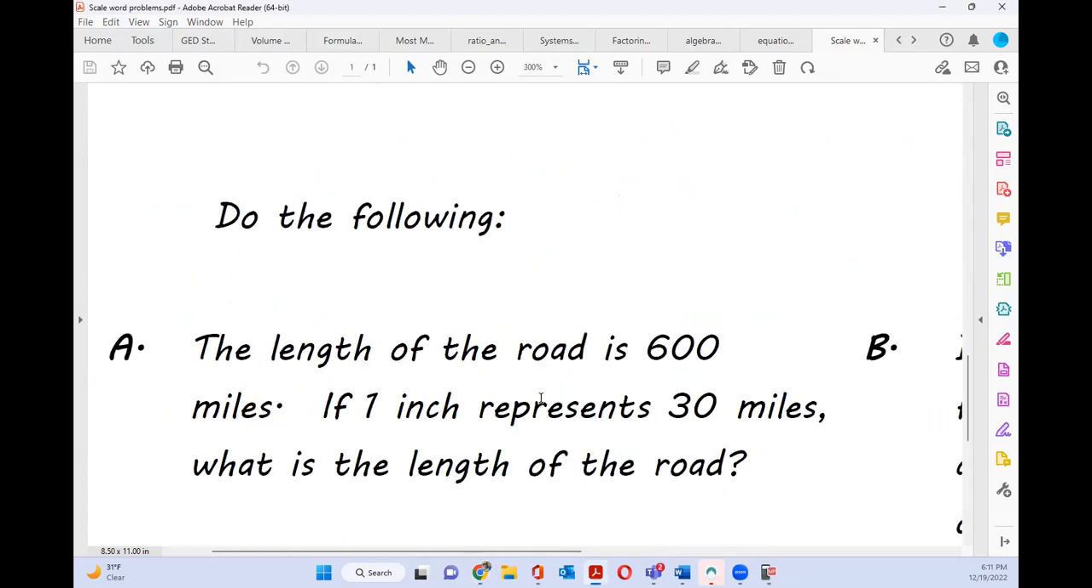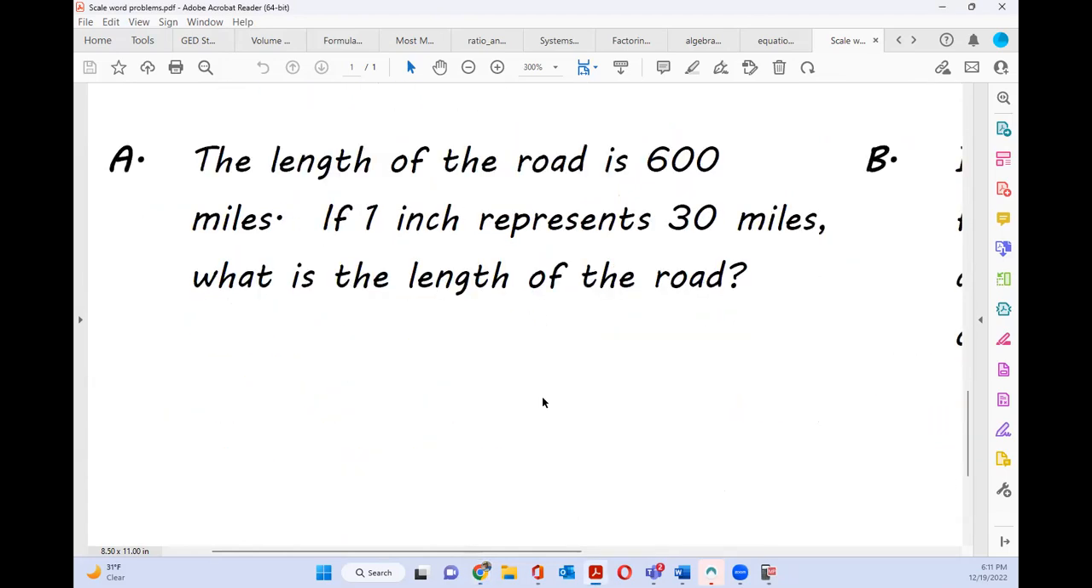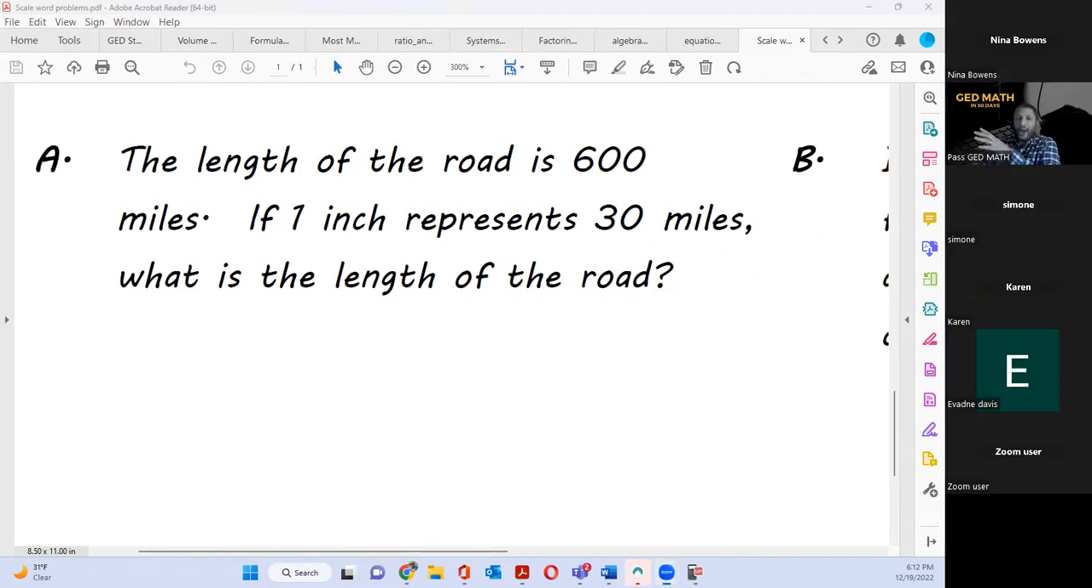All right. The length of the road is 600 miles. If 1 inch represents 30 miles, what is the length of the road? What ratio do we know? What ratio are they giving us? 30 to 600? Nope. That's the problem a lot of people have. They just see these numbers. Remember, a ratio is a comparison between two numbers. Where is the comparison that they're giving us in this problem?